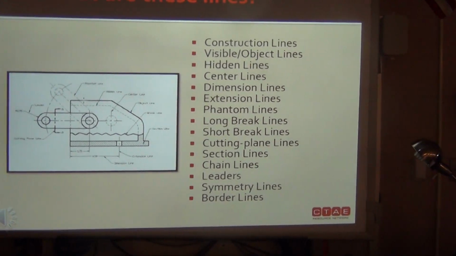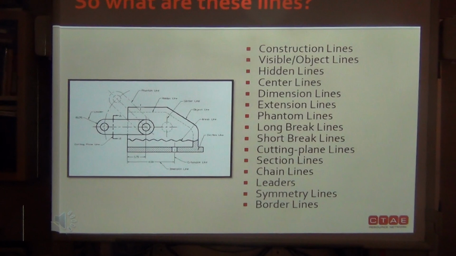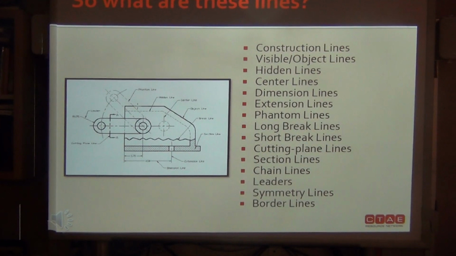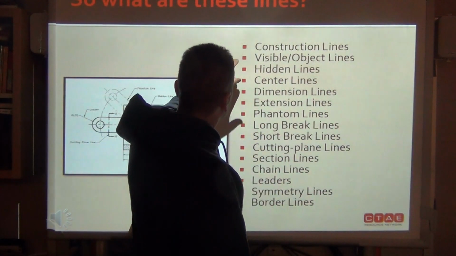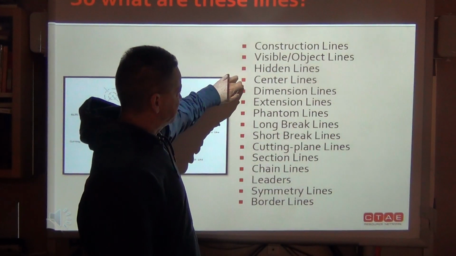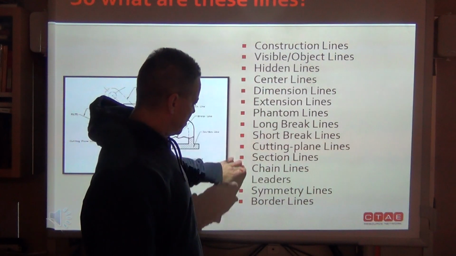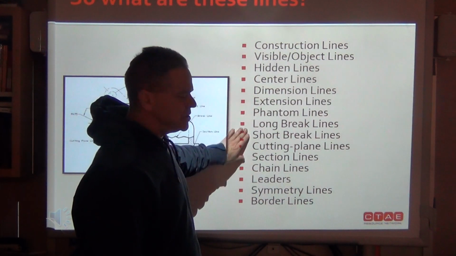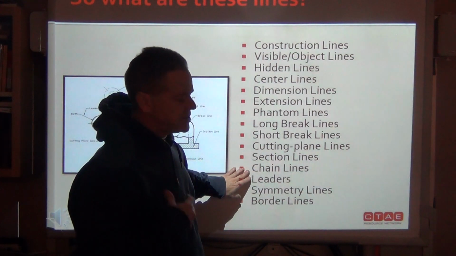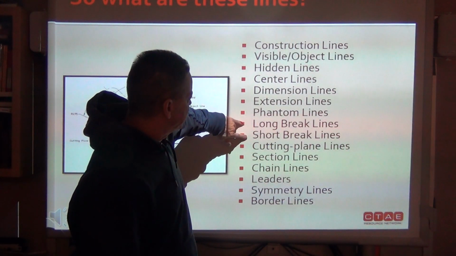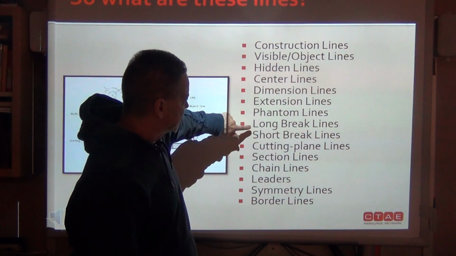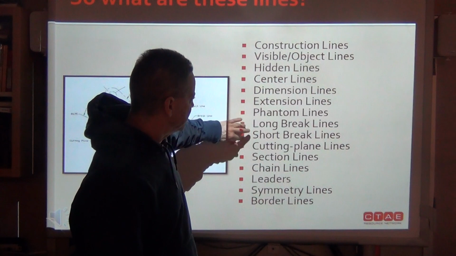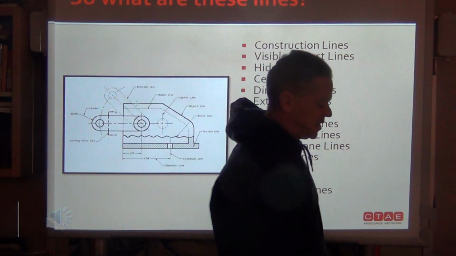Now let's zoom back out a little bit here and get the whole slide in view. Okay, that looks pretty good. I'll just run down here: construction lines, visible lines, hidden lines, center lines, dimension lines, and so on down the list. Some of these become a little bit redundant, and so for our class, we probably won't have to be concerned about the difference between a long break line and a short break line, a cutting plane versus section line. Some of these things are essentially the same thing.